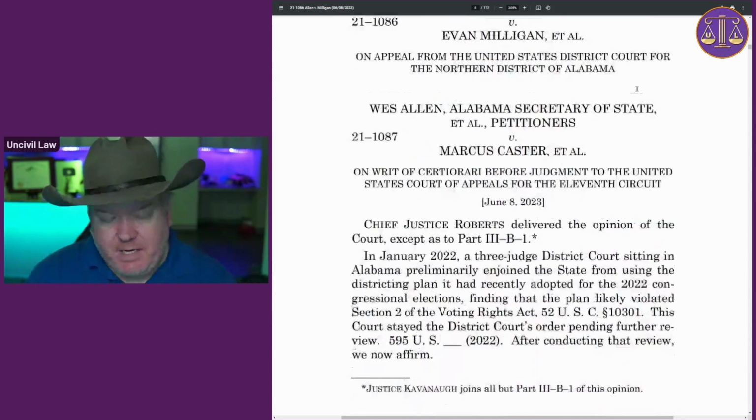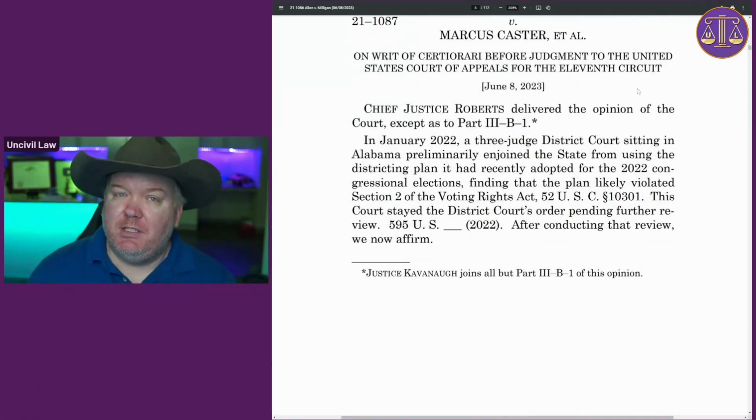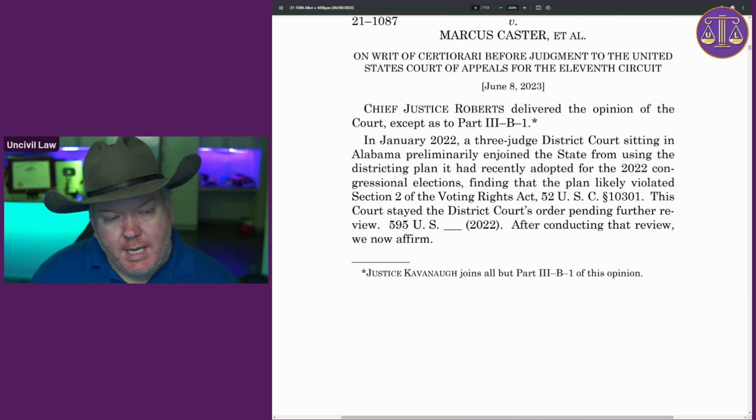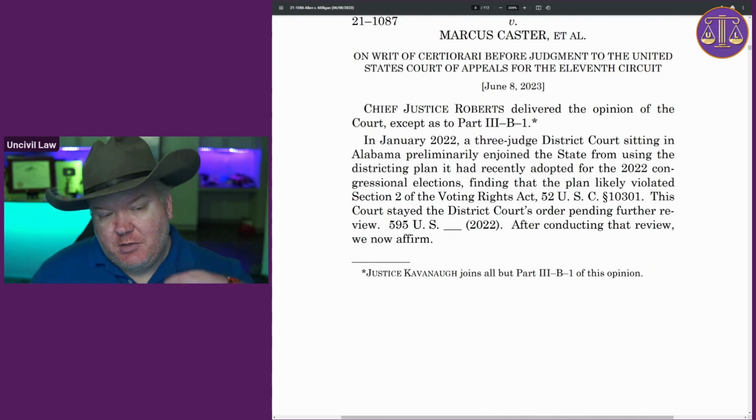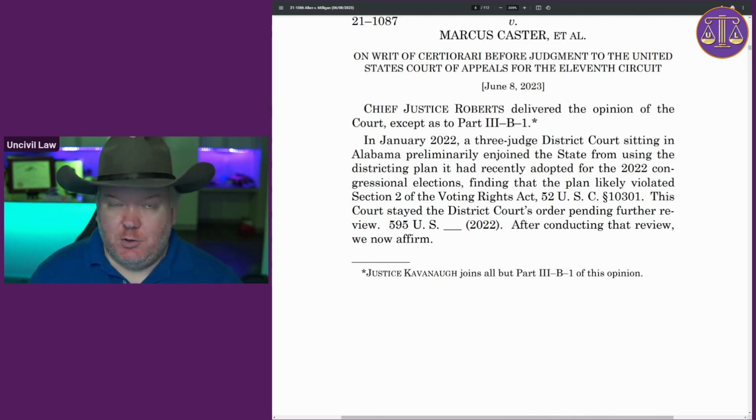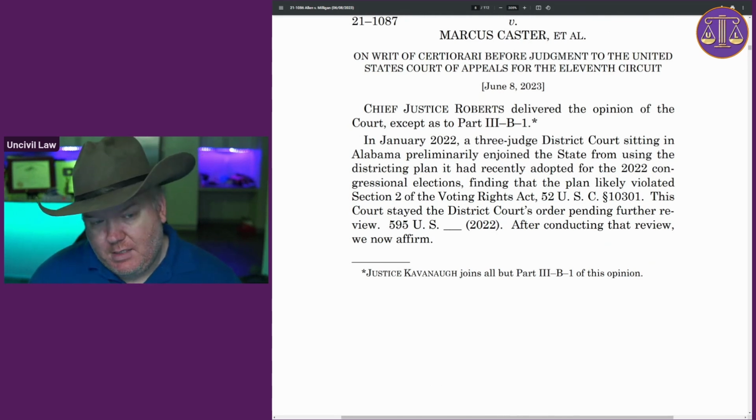The Chief Justice delivers the opinion of the court, and we will skip the syllabus and just read the opinion of the court because we're doing a deep dive today. In January 2022, a 3-judge district court sitting in Alabama preliminarily enjoined the state from using a districting plan it had adopted for the 2022 congressional elections, finding the plan likely violated Section 2 of the Voting Rights Act. This court stayed, that is, enjoined the order pending further review, but now affirms.